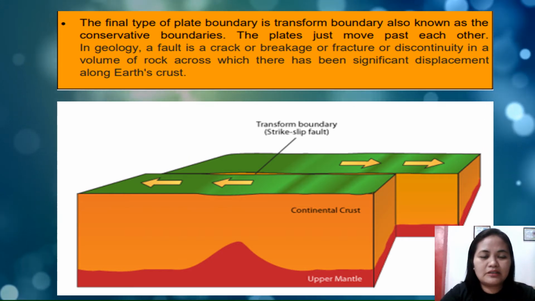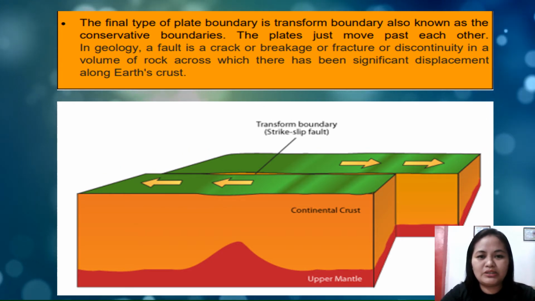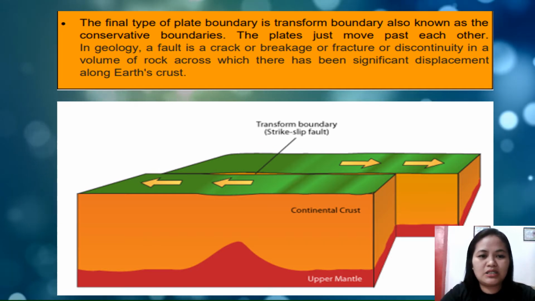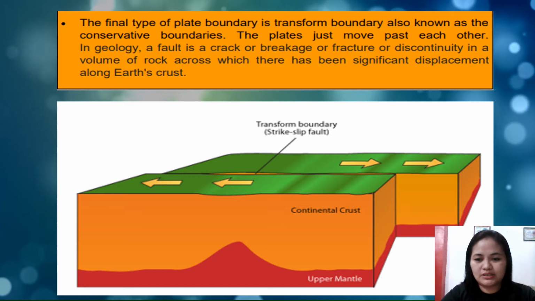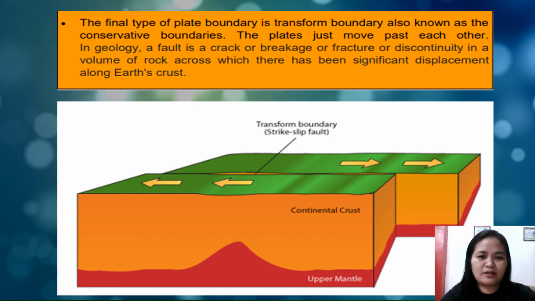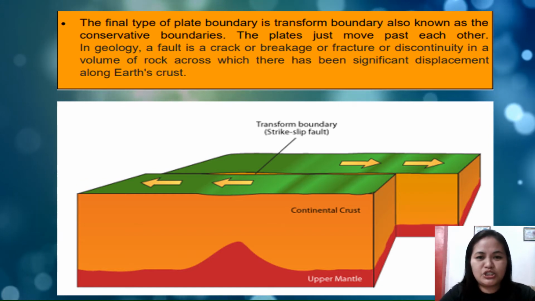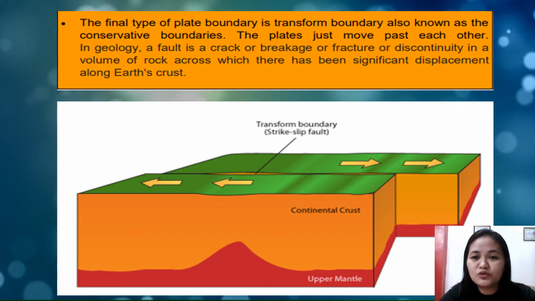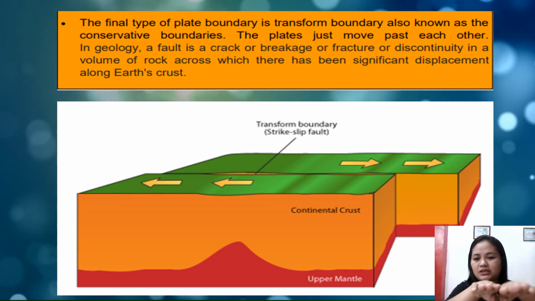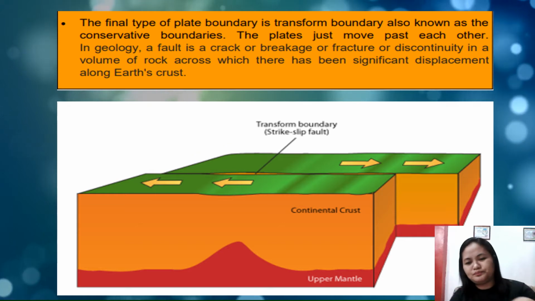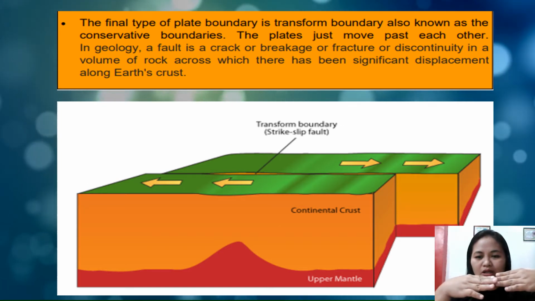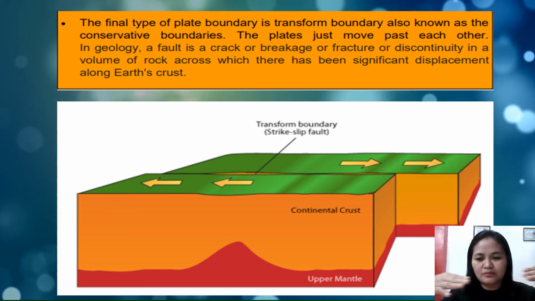The final type of plate boundary is transform boundary, also known as the conservative boundaries. Conservative daw in Filipino. Hindi siya masyadong damage. The plates just move past each other. So they just slide past each other. They just do the touch by touch, but they do not meet, neither they break.